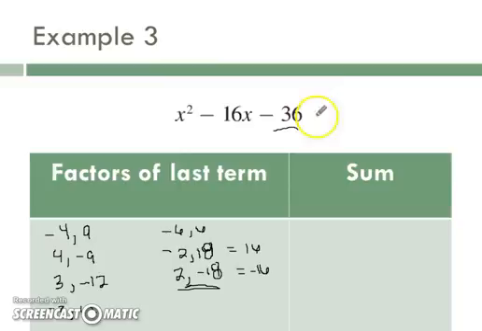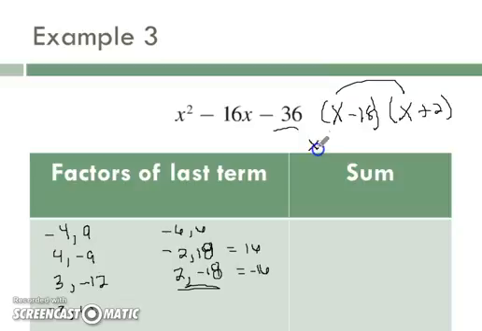So this one would factor as x minus 18, x plus 2. And the order of those terms doesn't matter. If you flip-flop them as x plus 2 and x minus 18, it'll still work out to be the same answer. But definitely get into the habit of checking using your FOIL method.